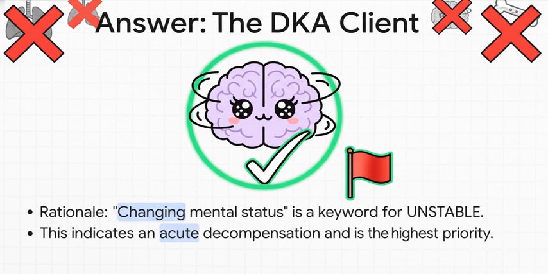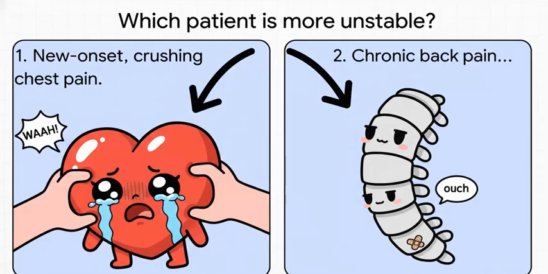Now look at the others. The COPD patient is at their baseline. That's stable for them. The chronic arthritis pain is expected, stable. And post-op day 2 up and walking, that's awesome, but totally stable. The DKA patient is the only one actively going downhill. They're unstable. Let's keep that momentum going.